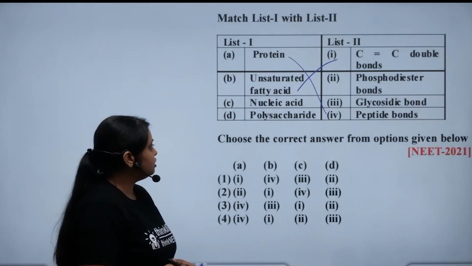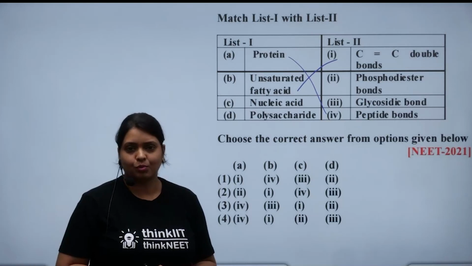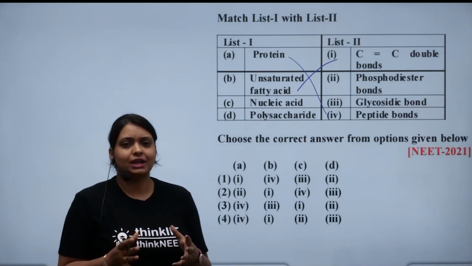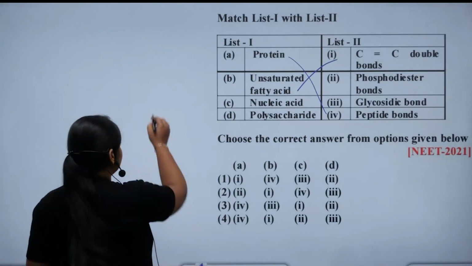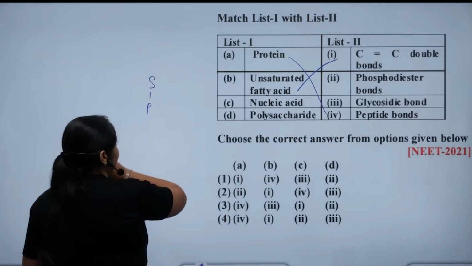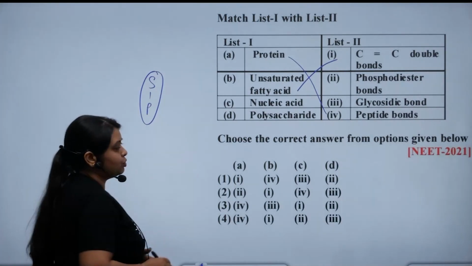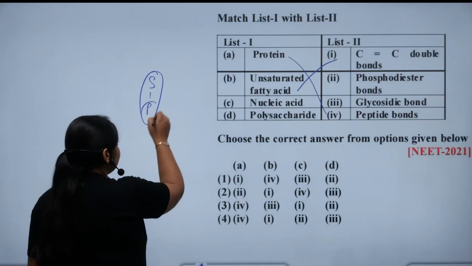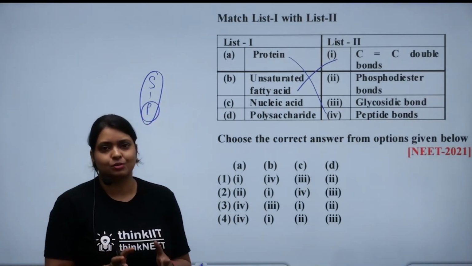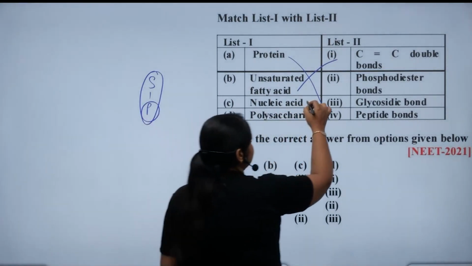Nucleic acid, so in nucleic acid phosphodiester bond is present, because in nucleic acid we are talking about DNA or RNA, and you have seen in DNA and RNA there is a sugar phosphate backbone. So sugar and phosphate are bonded together by the combination of phosphate, so that is called phosphodiester bond. Okay, so for nucleic acid it will be 2.